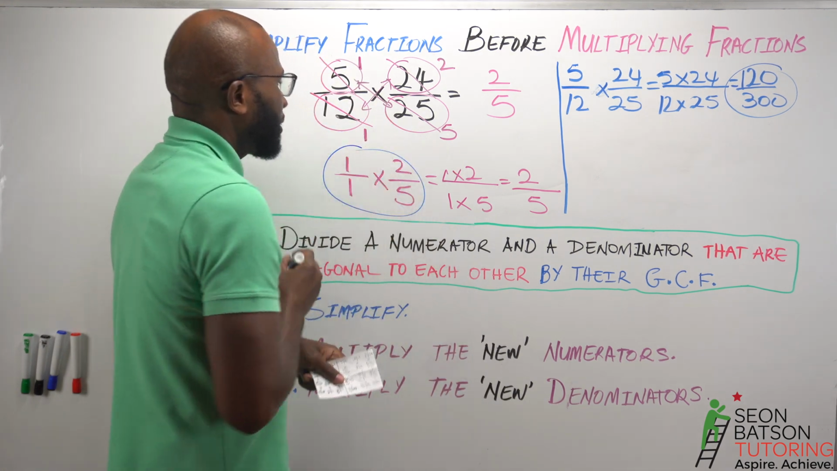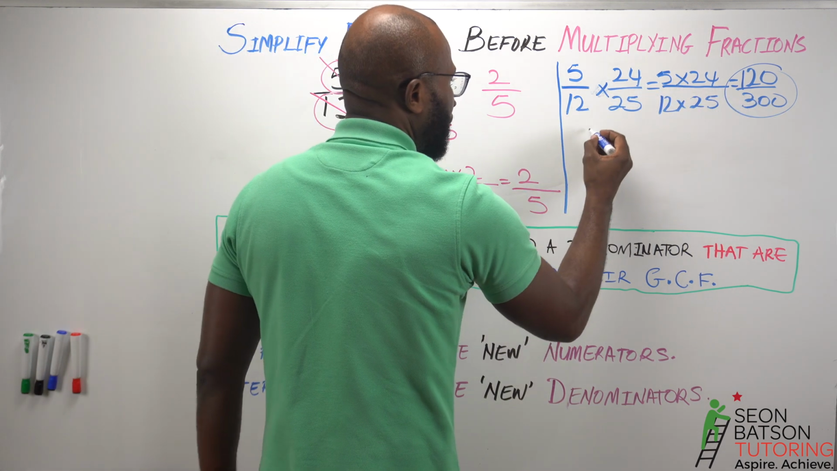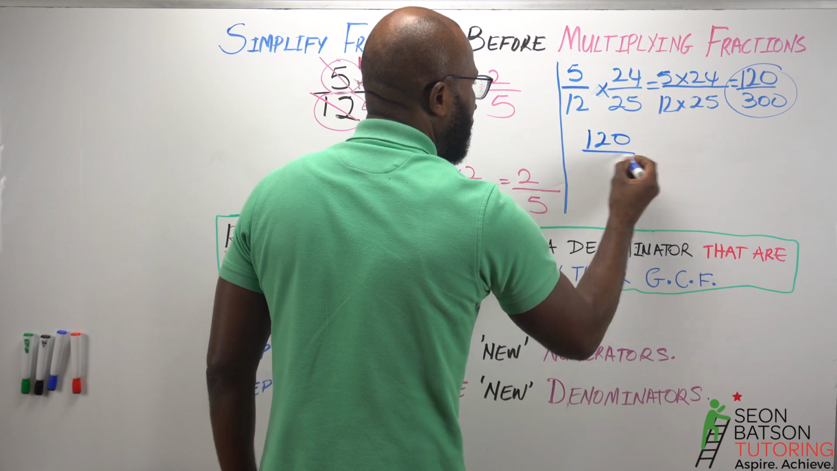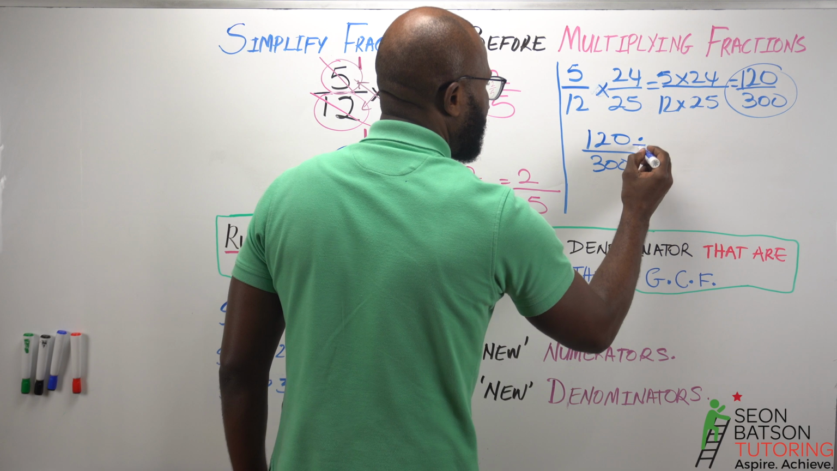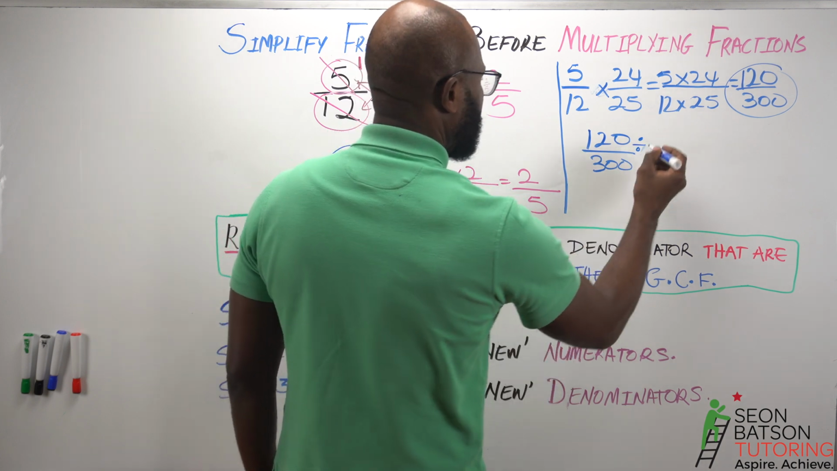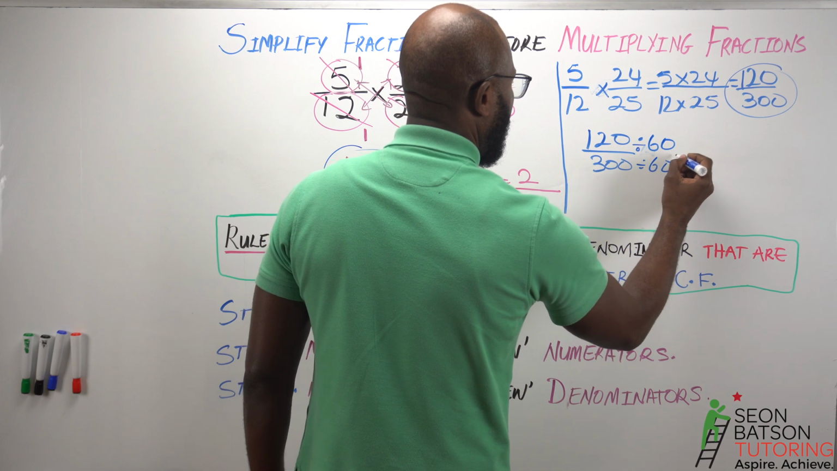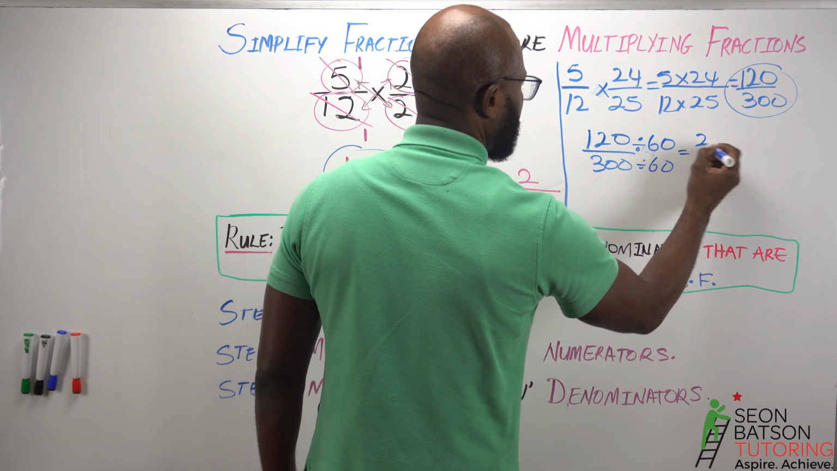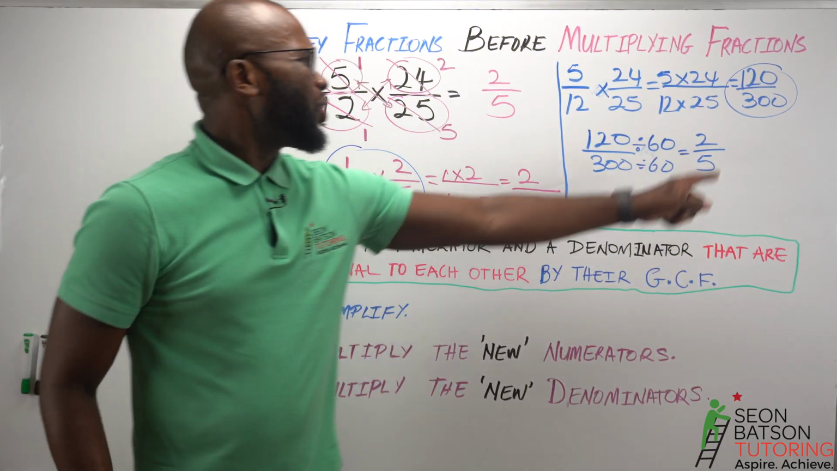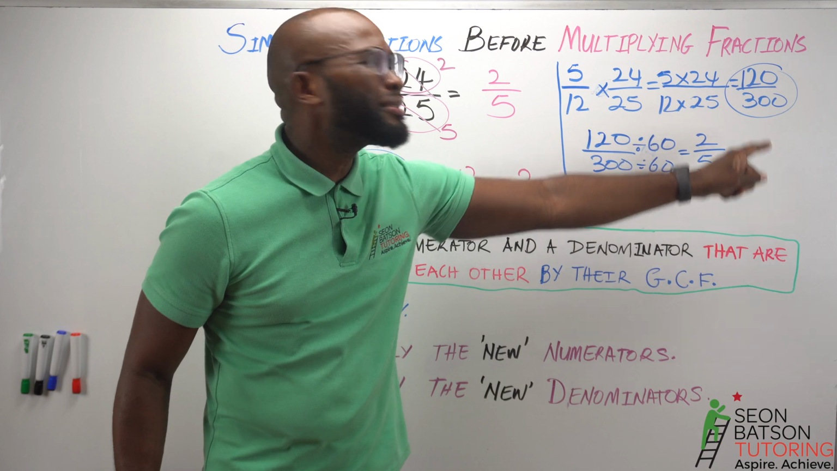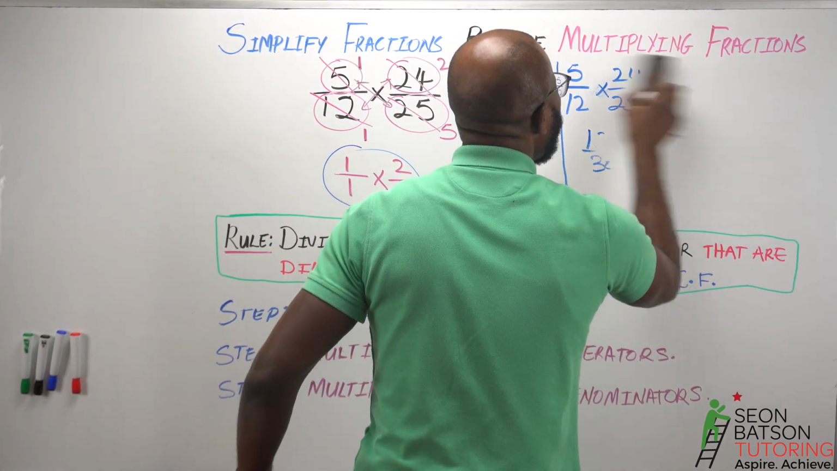Simplifying gives us really small numbers. Of course, if we were to write 120 over 300 in the simplest form, we divide both of them by what? 60? We will still get 2 over 5. But come on, let's get real. Who wants to work with that monster right there? That's a monster. Get off the board. We don't want you on the board.